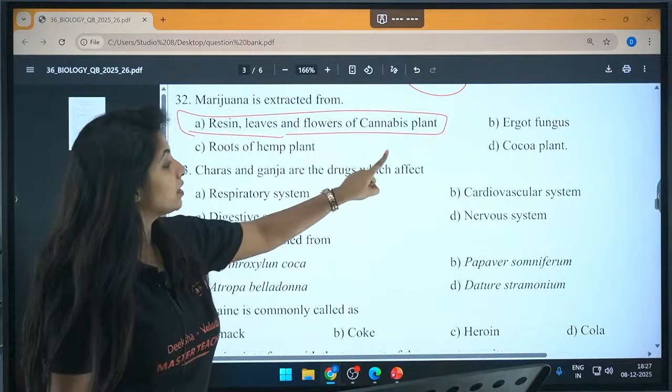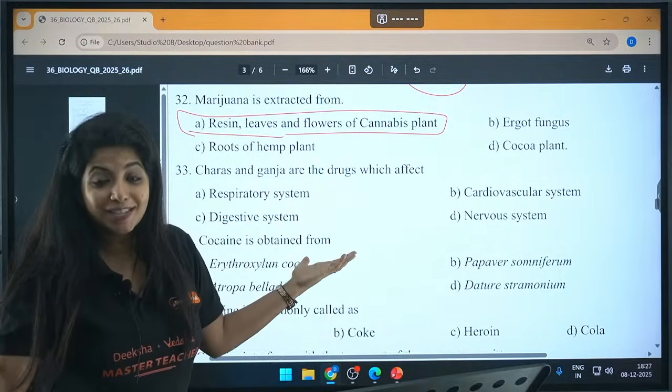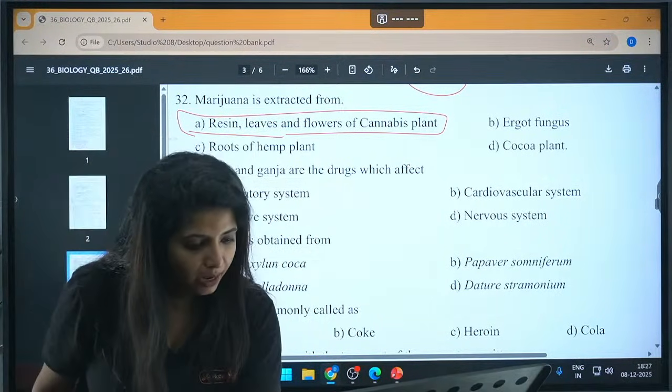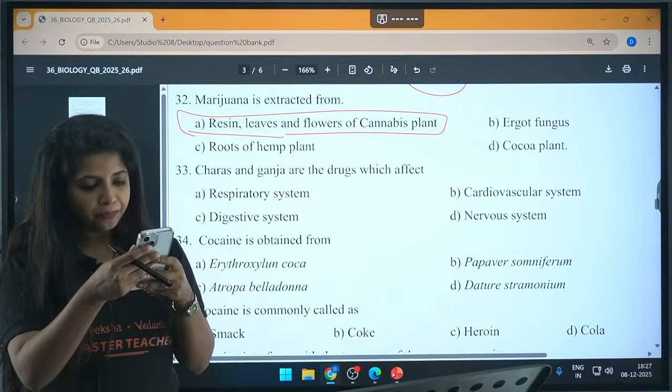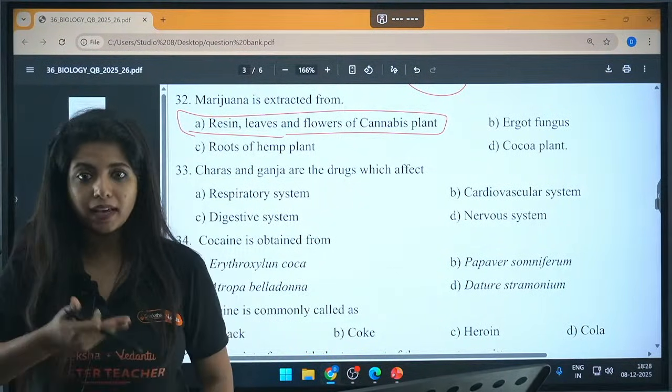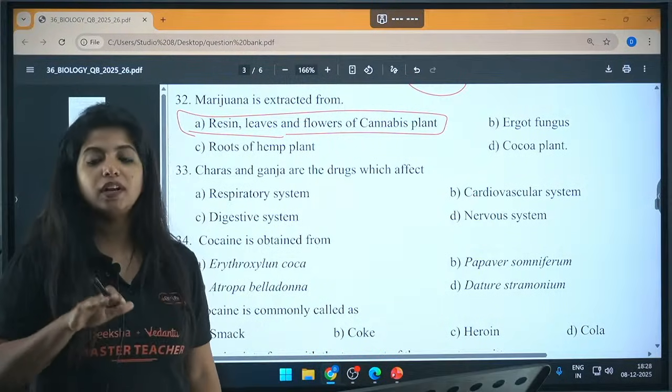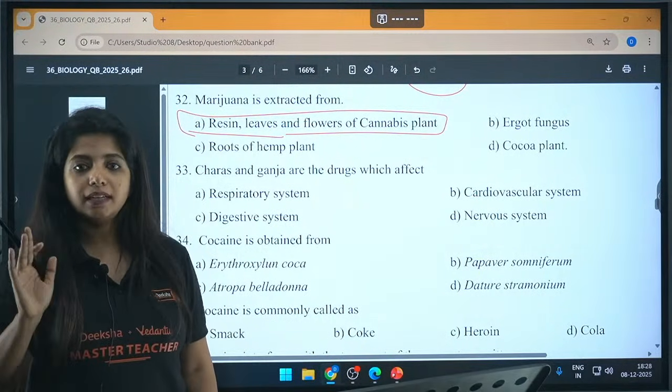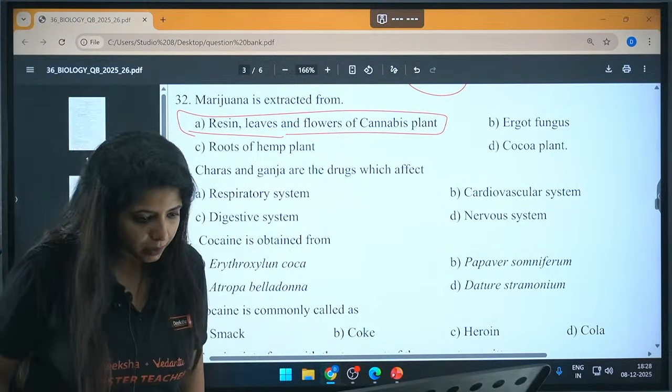Charas and ganja are the drug which affects... I just told you the answer. You can try it out for yourself. By then I'll solve a doubt of Putta. Please tell me the effect of smack. Smack is heroin, right? Smack is heroin. Heroin slows down your body function. It is a depressant. Remember that.